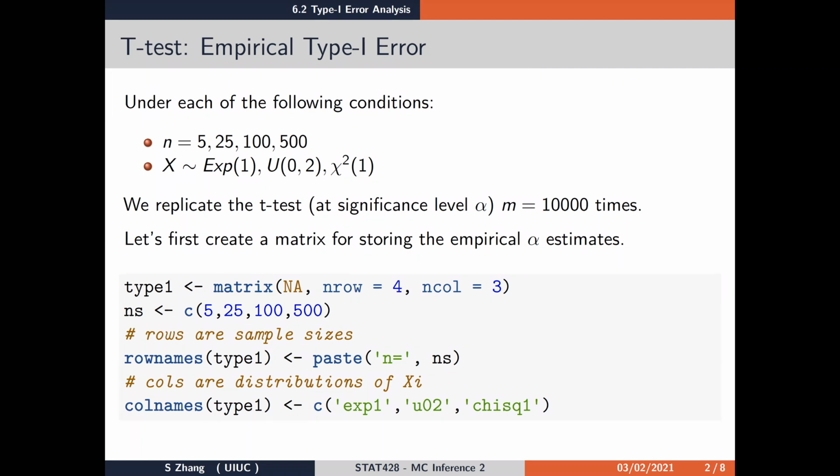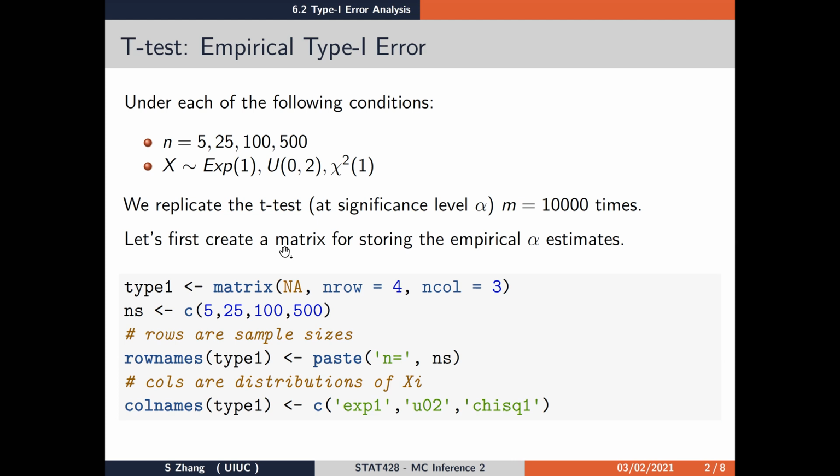So let's see how we can implement this inside R. Under each of the following conditions, there are 4 possible sample size conditions, n equals 5, which is extremely small, n equals 25, 100, or 500, and also the 3 possible distributions of our x's. So x follows exponential 1, uniform 0, 2, or chi-square with 1 degree of freedom. We will replicate the t-test at significance level alpha of 0.05 for a total of 10,000 times. So m is equal to 10,000.